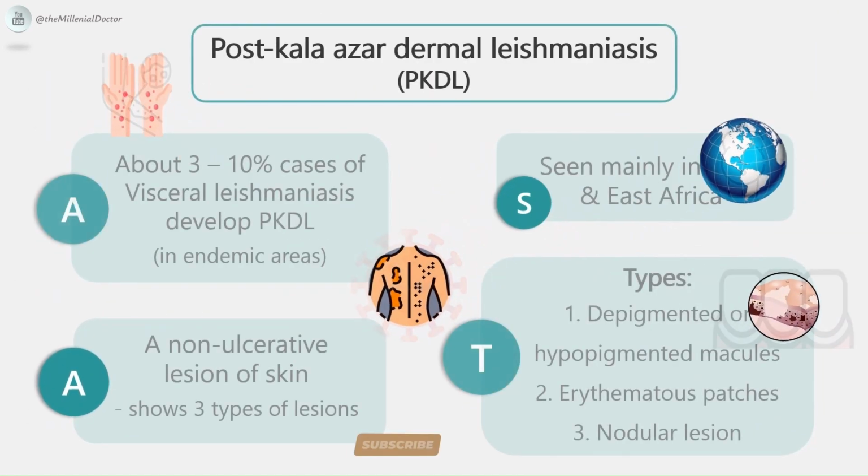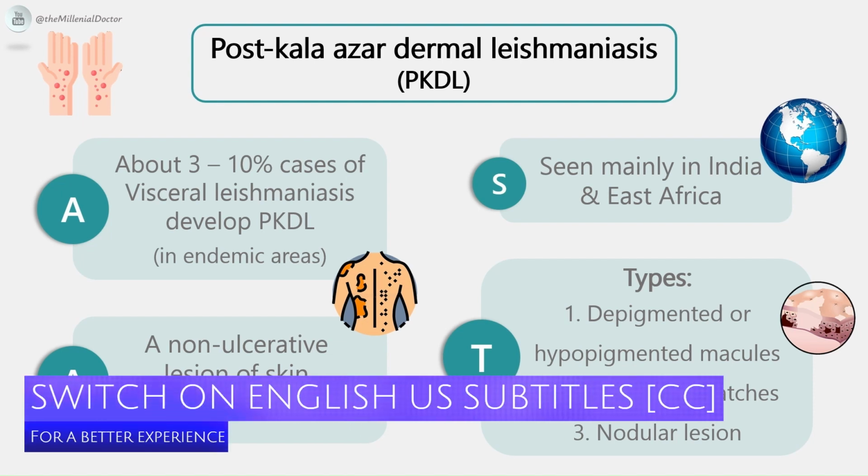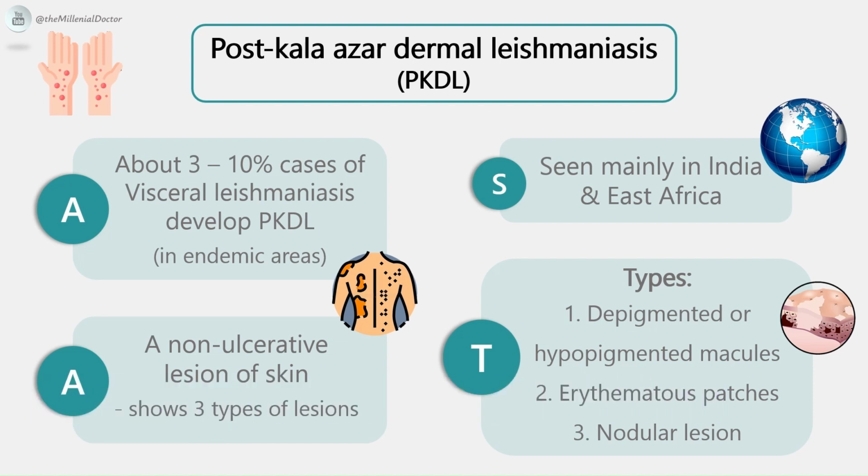Then the condition post-Kala Azar dermal leishmaniasis or PKDL. About 3 to 10% of patients of visceral leishmaniasis in endemic areas develop PKDL, post-Kala Azar dermal leishmaniasis, about a year or two after recovery from the systemic illness. Post-Kala Azar dermal leishmaniasis is seen mainly in India and East Africa and not seen elsewhere. The Indian and African diseases differ in several aspects, which is discussed later.